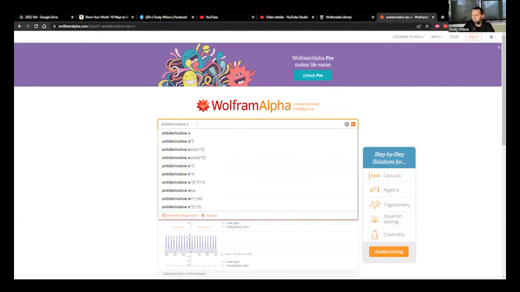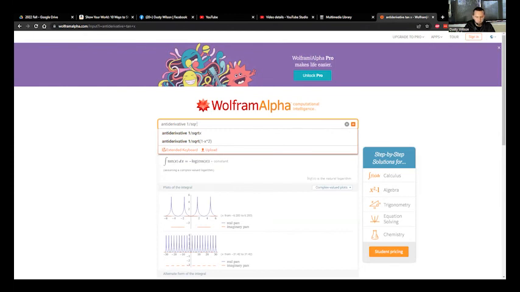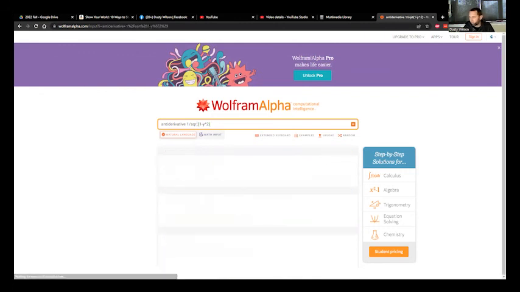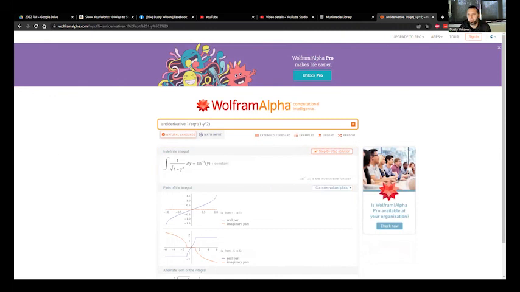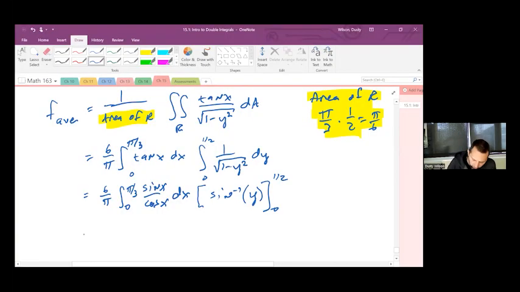And then we also want to know the antiderivative of 1 over the square root of 1 minus y squared. And I think this is arc sine. Let's see if I'm right. Sure enough, it's the arc sine. So we took advantage of our tools to find our quick antiderivatives. And so it looks like we're going to have 6 over pi times, what is it, minus the ln of cosine of x, this one should be in brackets, from 0 to pi over 3, times the arc sine of 1/2.